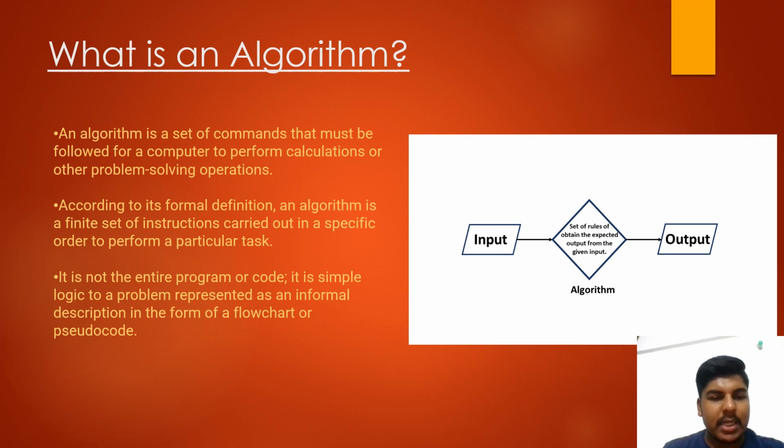It is a simple logic to a problem represented as an informal description in the form of a flowchart or pseudocode. Basically, we represent the algorithm to find out the logic and the variables used in the program. We start from step 1, which is the start, and we include the variables used in the program and the main logic of the program, and it ends the algorithm by using the stop step. Basically, when we write a program, we should see that we can reduce the space complexity and time complexity of the program execution.